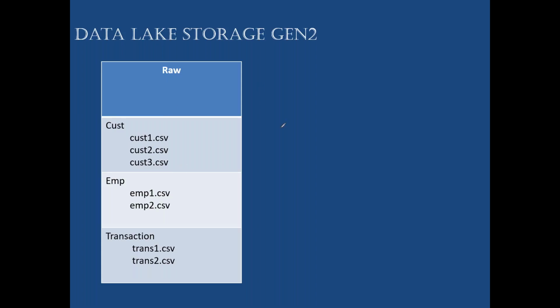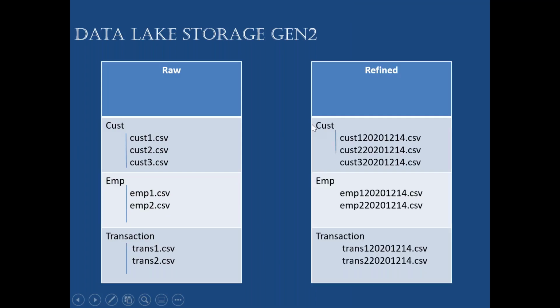Now my first question is, my goal is to copy all the files that are there in cust, emp, transaction. In each folder I have files. So I need to read each file in each folder and copy into the target. Maybe I want to copy into the same storage, in the refined container. Let's imagine this is raw, this is refined, this is the input, this is the output.